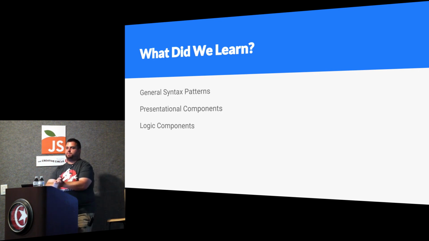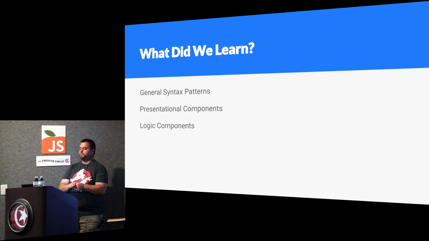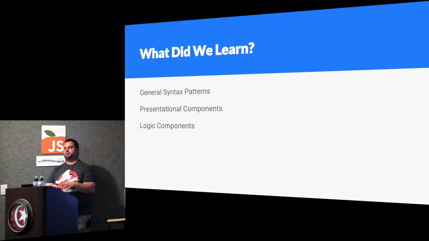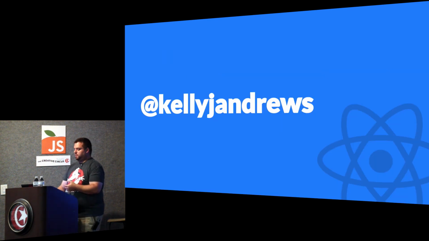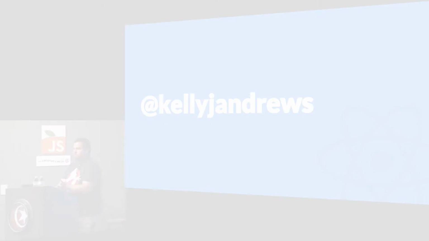Okay, so just to wrap up, we talked briefly about some general syntax patterns like JSX spread attributes, destructuring, that kind of thing. We walked through some different presentational components for you, and then talked about the logic components. Definitely when you're building out React apps, make sure you try to split out as best you can. That way, if you're updating just styles, the whole app logic doesn't have to get updated as well. It's just a good pattern and habit to get into. And that is it.